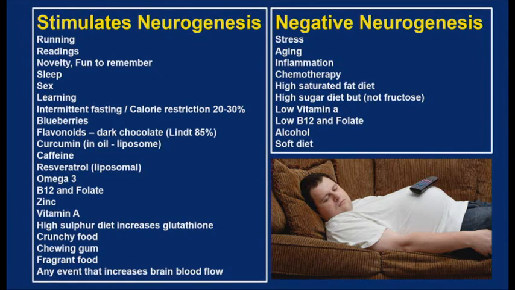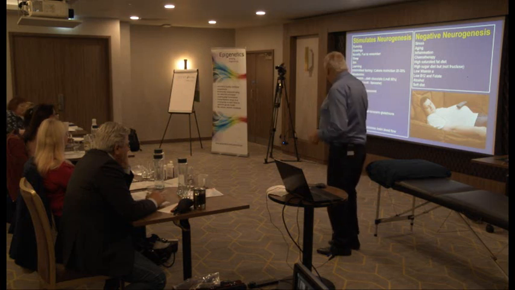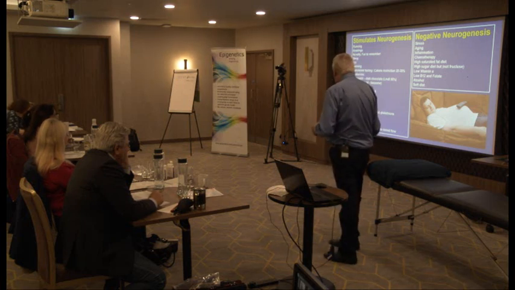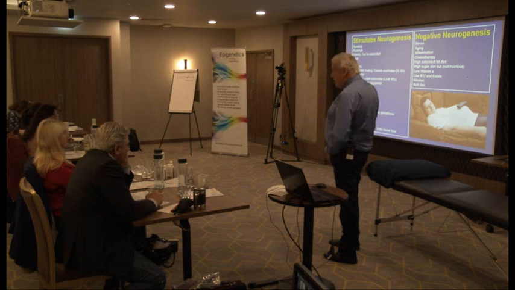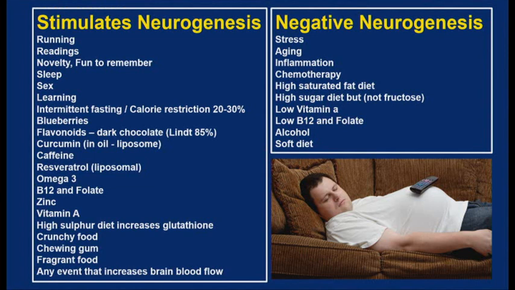High sulfur diets which increase glutathione, that would be certain vegetables like cabbage and cruciferous vegetables. Crunchy food, not crunchy bars, crunchy food. So anything where you've got to crunch is stimulatory. Chewing gum will do this. Not that I'm a great fan, but apparently chewing gum you're working on. Fragrant food, nice smells to it like Thai food. And any event that increases blood flow. You'd agree on that one.